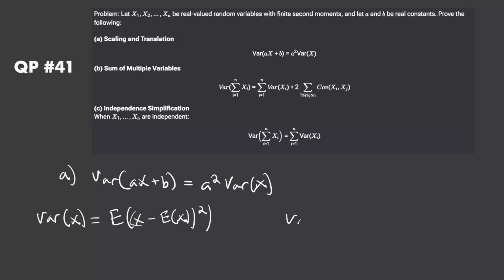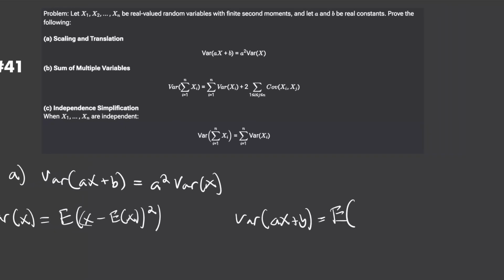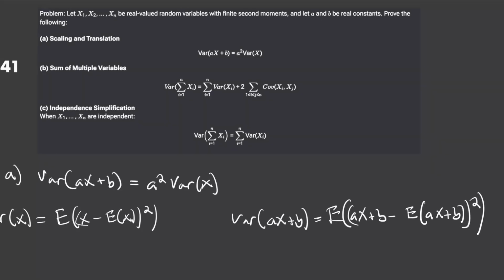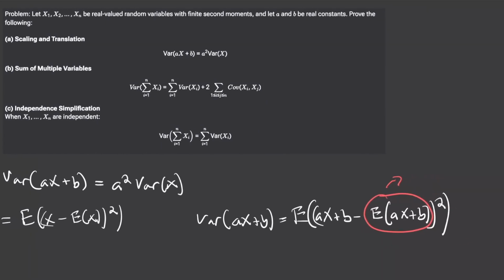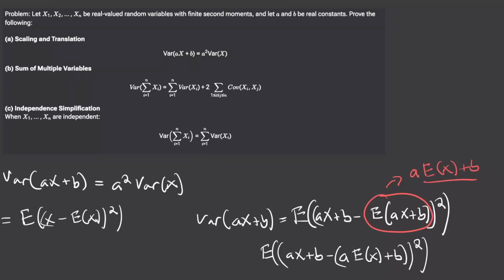So the variance of ax plus b is just going to be equal to, well, the expected value of ax plus b minus the expected value of ax plus b, and then that is all going to be squared like so. Okay, so now for this term right here, we already showed linearity of expectation in quantipose number 92. We know that this is just going to be equal to a times E of x, basically, plus b. So when I plug this in right here, I'm just going to get a term that looks like this.